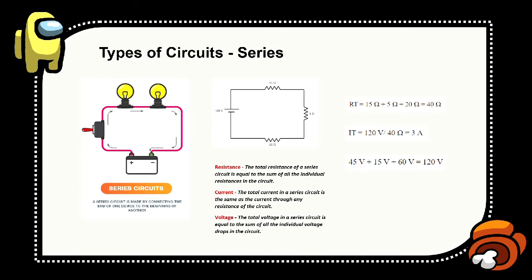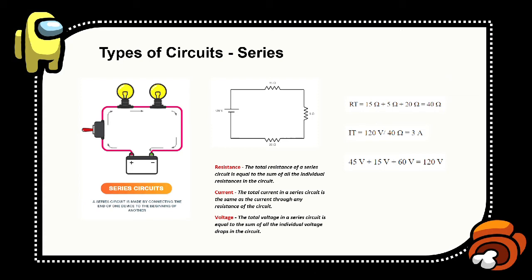Okay, then we proceed to the types of circuit. What I will discuss first is the series circuit. A series circuit is made by connecting the end of one device to the beginning of another. There are three fundamental relationships concerning resistance, current, and voltage for all series circuits, and it is important that you learn these three fundamental laws for series circuits.